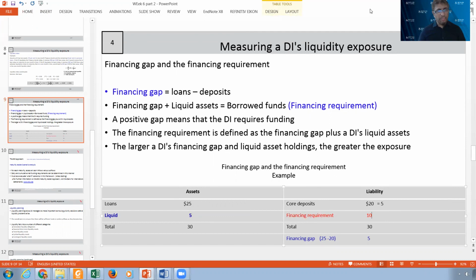Let me just summarize it. The financing requirements equal the financing gap plus the liquid assets, and the financing gap is actually the loans minus the deposits. It's very straightforward.